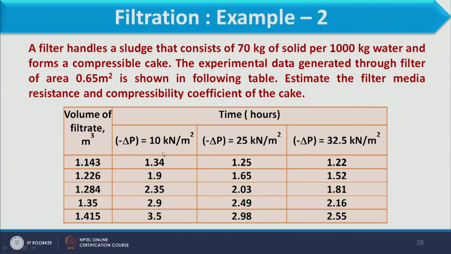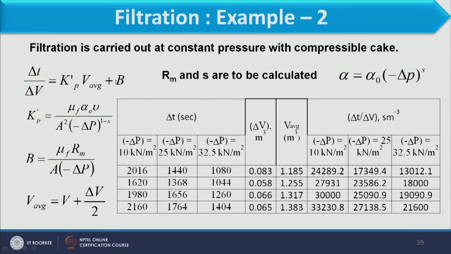The experimental data of constant pressure filtration is already given. Now if you see this table, here we have three values of pressure, but for one pressure the whole filtration process will be carried out, and then the pressure value is changed and then the whole filtration process will be carried out. So though we have three different values of pressure, this is a constant pressure phenomenon. This is the case of constant pressure with a compressible cake. For compressibility and for the alpha value, we can use the Sperry correlation, that is alpha naught pressure drop power S. So in this example, RM and S are to be calculated.